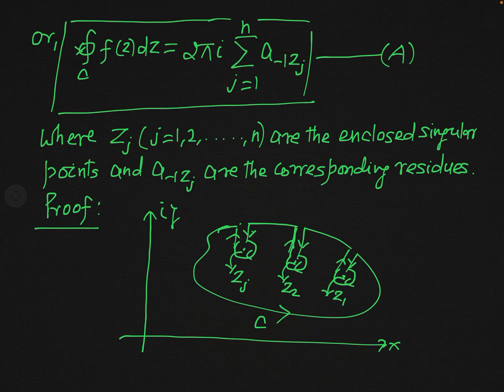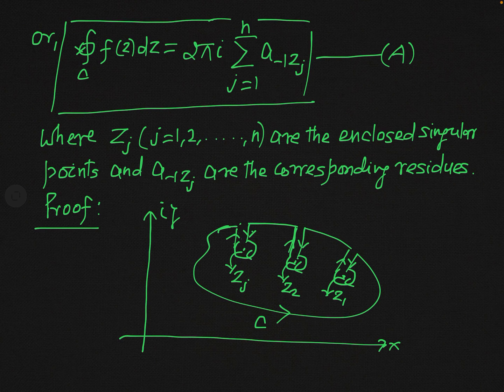We will actually be given such a function that there will be some isolated singular points of this function f of z inside a closed curve C, and the closed curve C must be a simple closed curve. We have to find the residues at those singular points, and then utilizing this result you can find such an integral. So now let us see what the statement says.